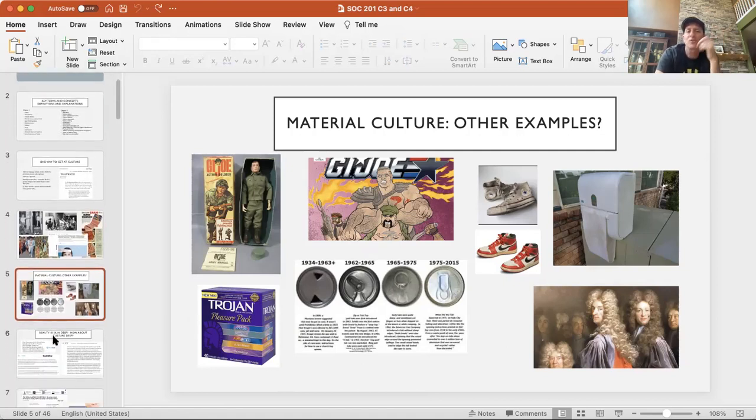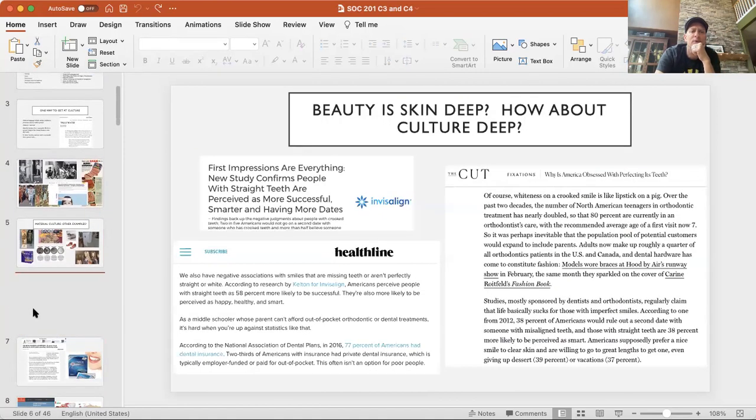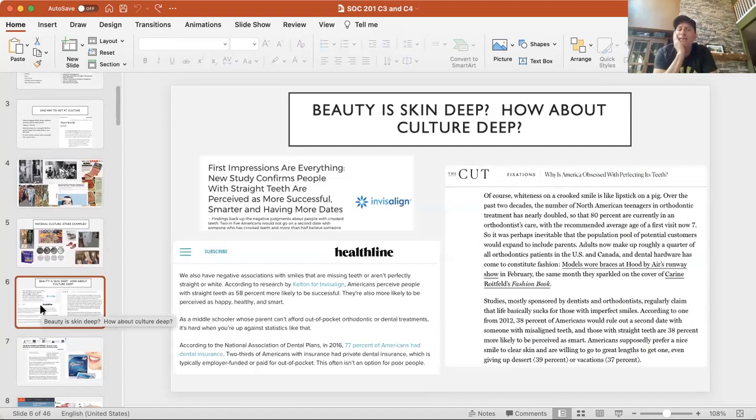Where does that come from? Historical relic, all these different kinds of things. Here's a couple, just a couple different examples. It's really interesting to me, this idea of straight white teeth and the power or the status that we associate with straight white teeth.